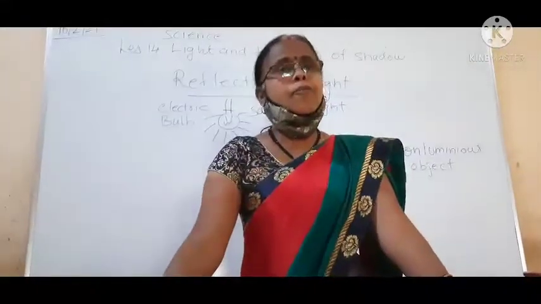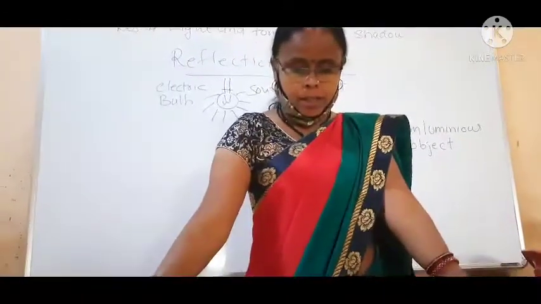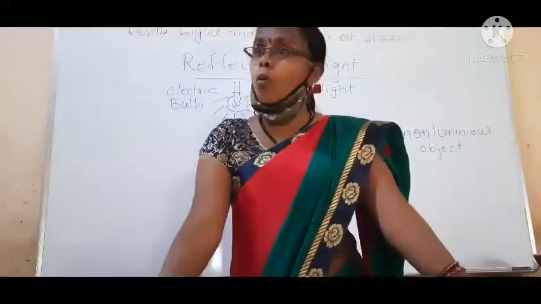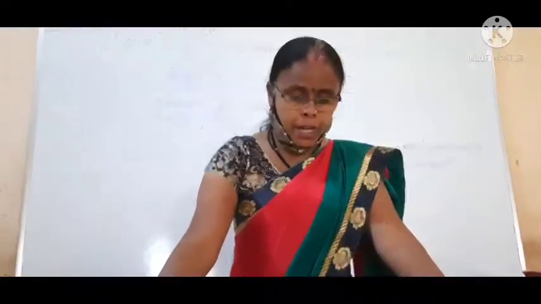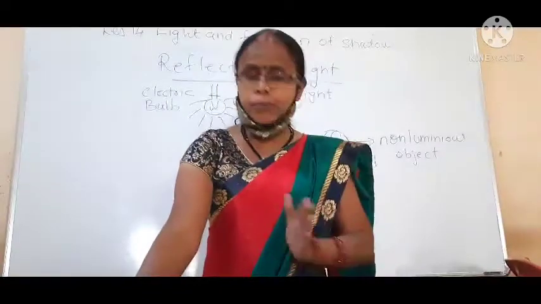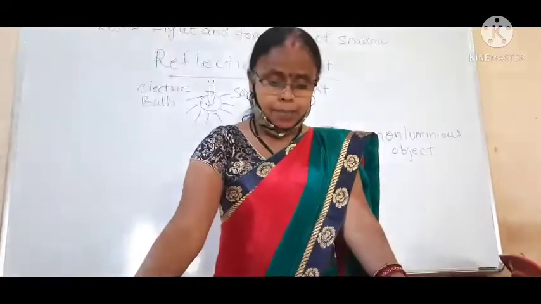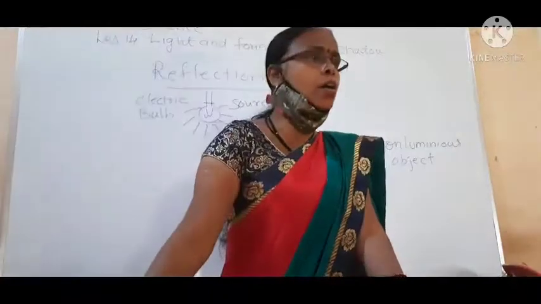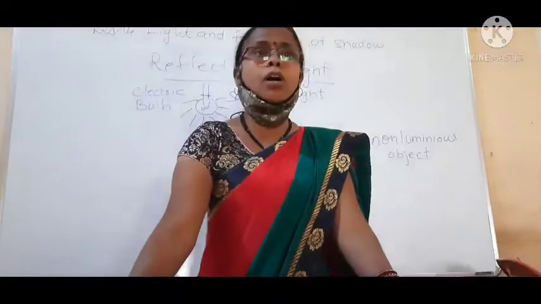Let's see reflection of light. Reflection of light helps us to know how we can see an object. The rays of light falling on the object from a source of light are thrown back from the surface of that object, and this is called reflection of light. We see an object when reflected rays reach our eyes.